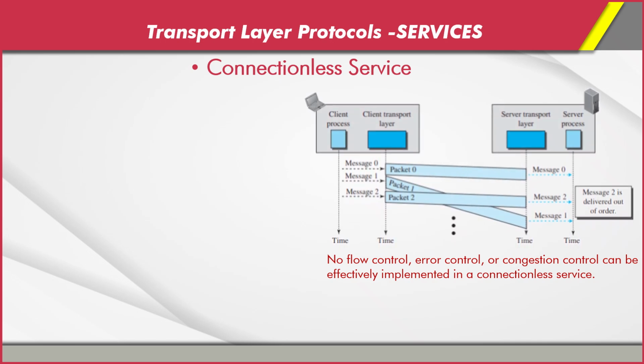Because of the extra delay in transportation of the second packet, the delivery of messages at the server is not in order. So they have been received as 0, 2 and 1. If these 3 chunks of data belong to the same message, the server process may receive a strange message. This situation would be worse if one of the packets were lost. So in this connectionless service, there is no flow control, no error control, and no congestion control can be effectively implemented.